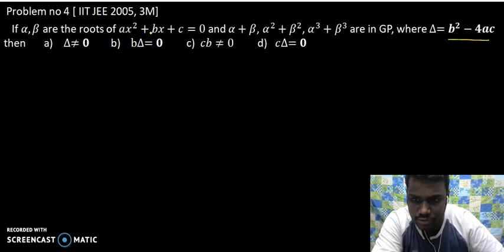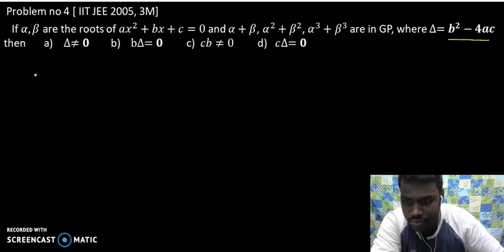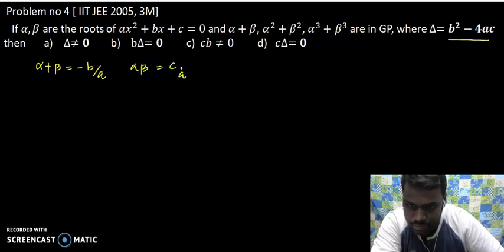Okay, given that ax squared plus bx plus c equals 0 and alpha and beta are roots of the equation, so we can write alpha plus beta will be equal to minus b by a, and alpha beta will be equal to c by a.